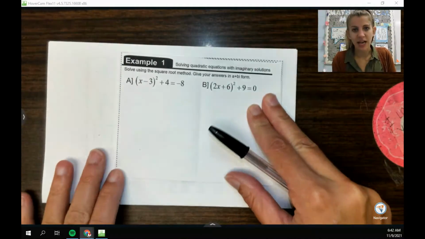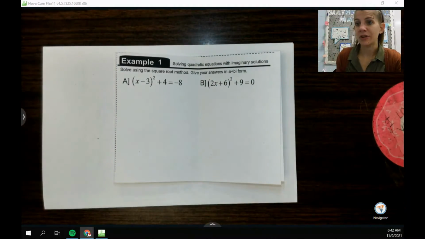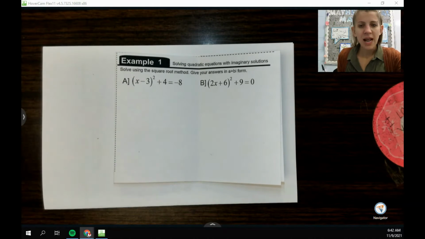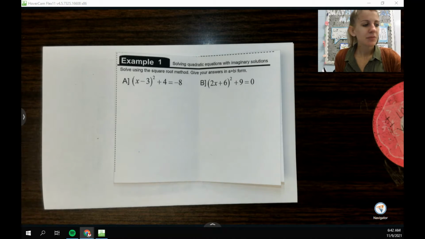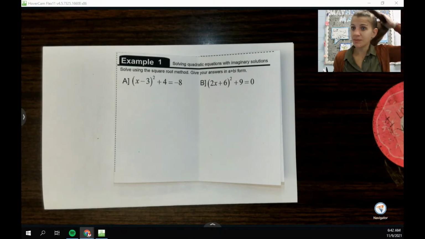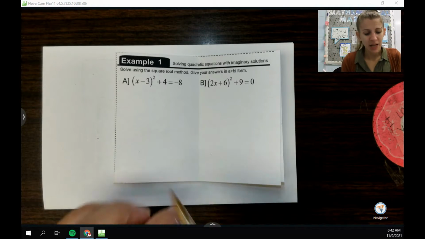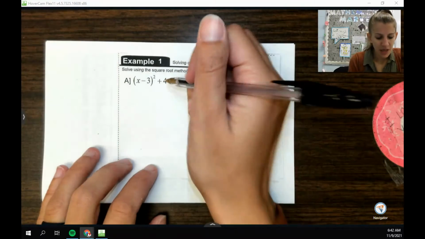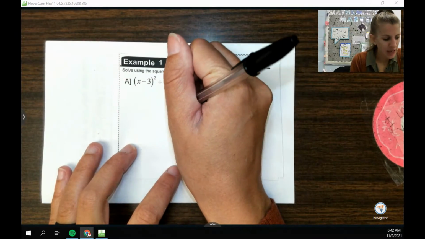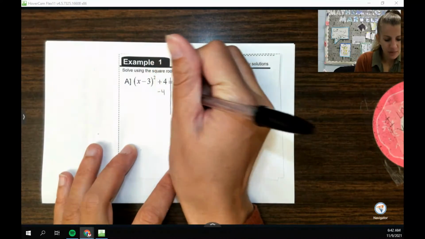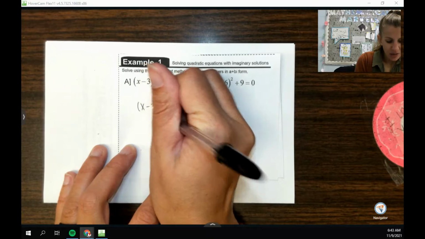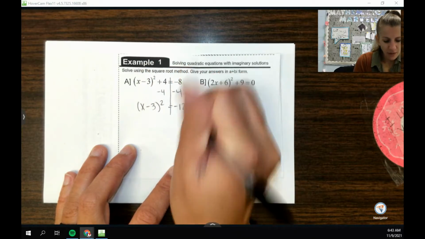Okay. So again, here is what we're using imaginary numbers for us. When I'm solving a quadratic, I might have to square root something, and that something might be negative. So both of these are in vertex form. So I should be able to solve just by getting x alone. So like I would subtract the 4. Then we'd have x minus 3 squared equals negative 12.